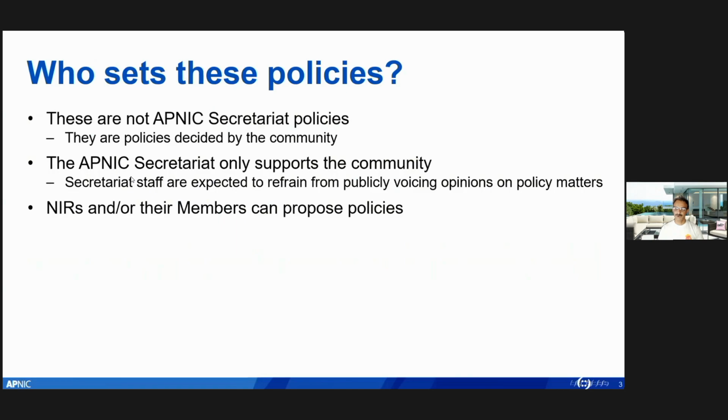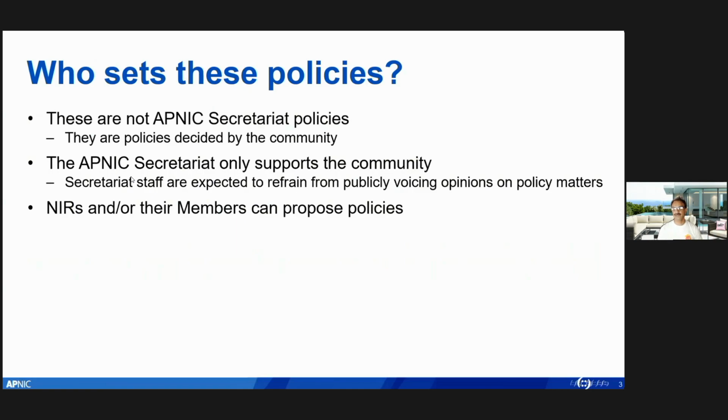So who sets these policies? These are not APNIC secretariat policies, okay? These are actually policies proposed by the community. That includes the NIRs, like TWNIC and other NIRs, and NIR members. They do propose, and they can participate in this policy development process, because this is for the entire Asia Pacific region, including all the NIR regions within the Asia Pacific region.